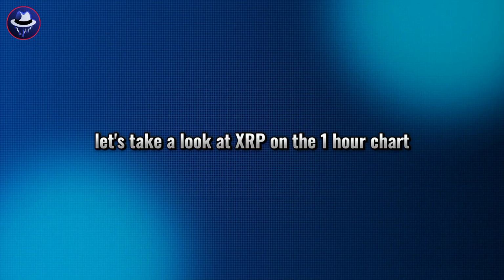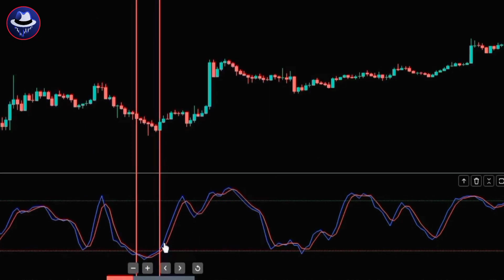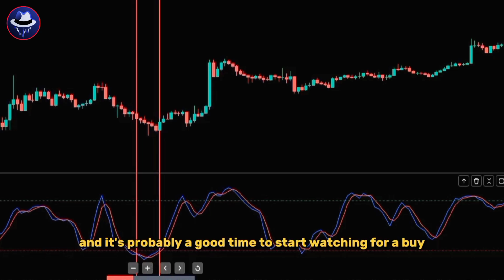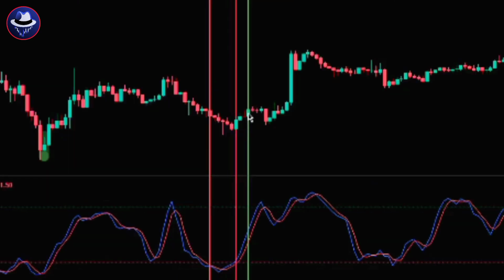Let's take a look at XRP on the 1-hour chart. As you can see, the stochastic is sitting below the 20 level, between those 2 red horizontal lines. That means the market is oversold, or in simple terms, it's been sold too much, and it's probably a good time to start watching for a buy. But we don't jump in just yet. We wait until the blue K line crosses above the red D line from below, which happens right here. That gives us our buy signal.